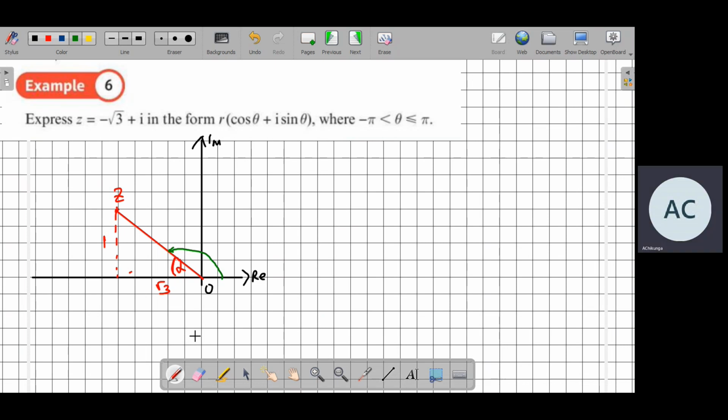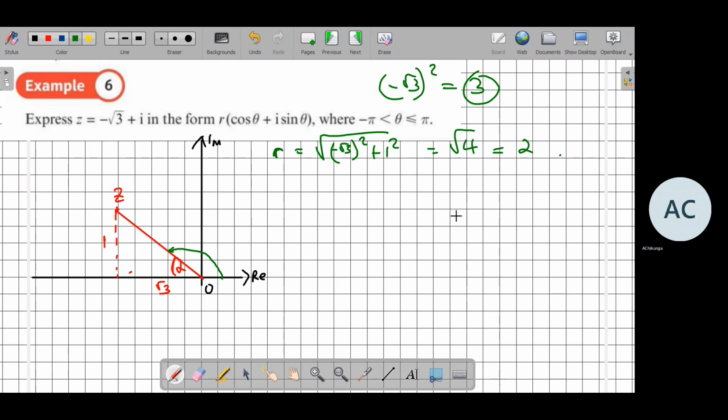Okay? So first of all, we need R. R is easy to find. What's R? R is just the square root of this, which is minus root 3 squared plus 1 squared, which is going to be root of 3 squared is 3, plus 1, so it's 4. So the answer is 2. Because it's squared, the minus goes away, so it's just 3, right? 3 plus 1, 4. So R is 2. Okay?